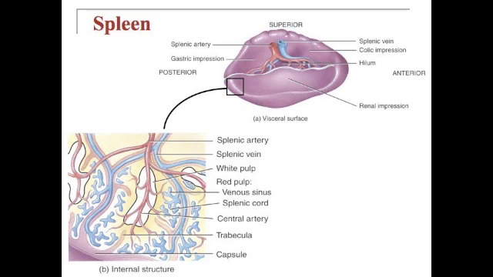So this is figure 22.7 on page 857, and this shows the structure of the spleen. The spleen is the largest single mass of lymphoid tissue in the body.